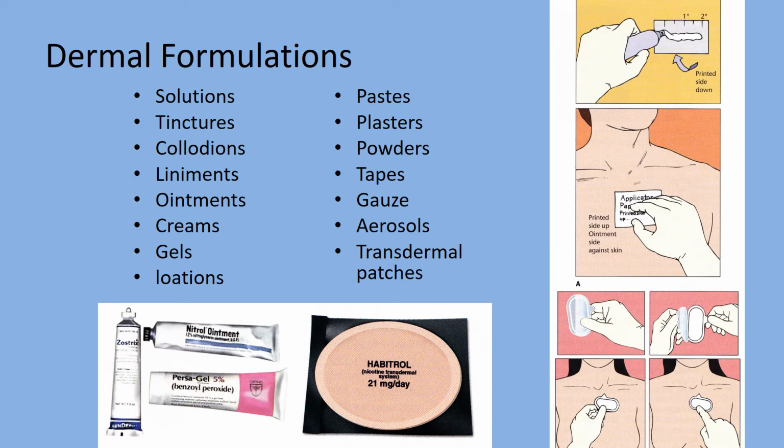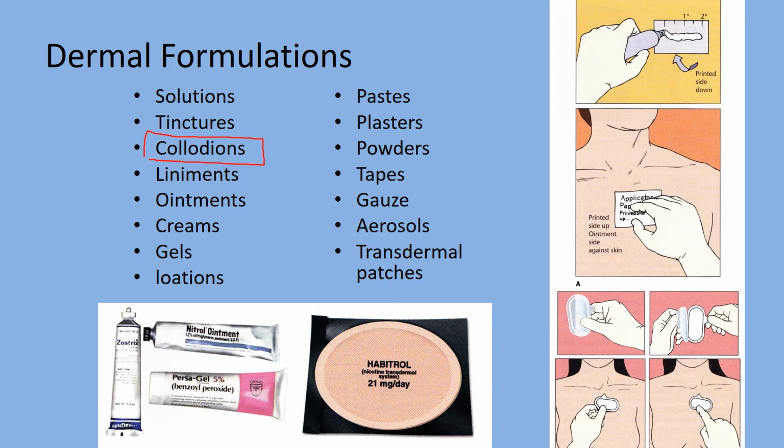So a lot of different forms available. Let's see. Colloids, they're just a superfine suspension. So there might still be solid particles. So you might have little specks of silver or gold in your cream or ointment.